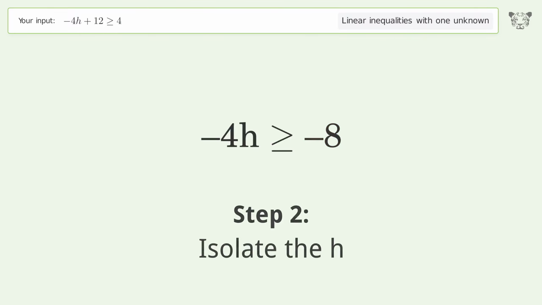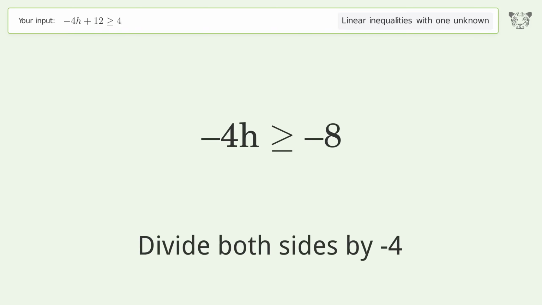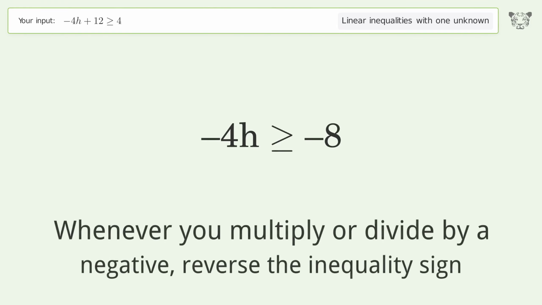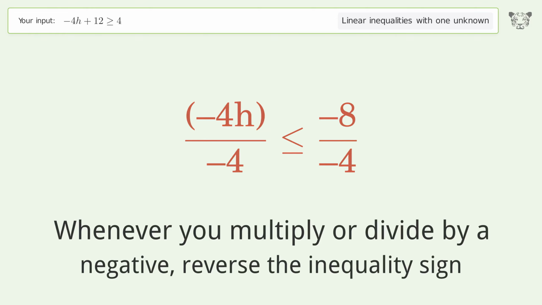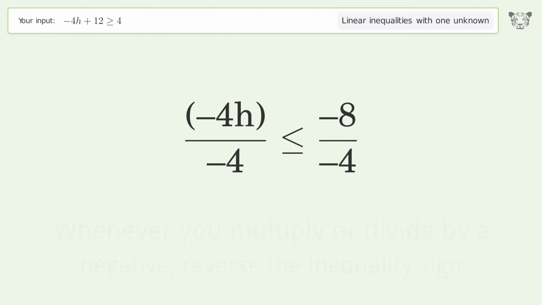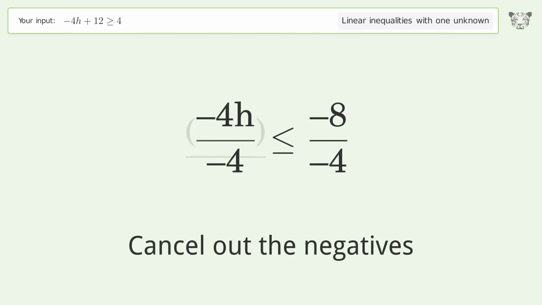Isolate the h. Divide both sides by -4. Whenever you multiply or divide by a negative, reverse the inequality sign. Cancel out the negatives.